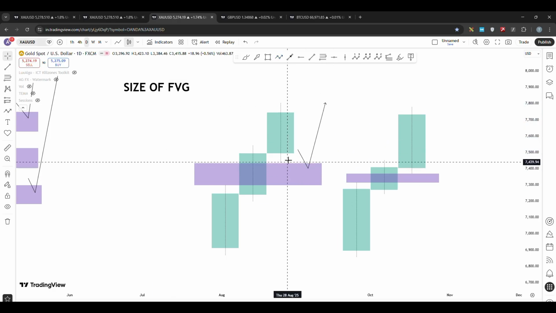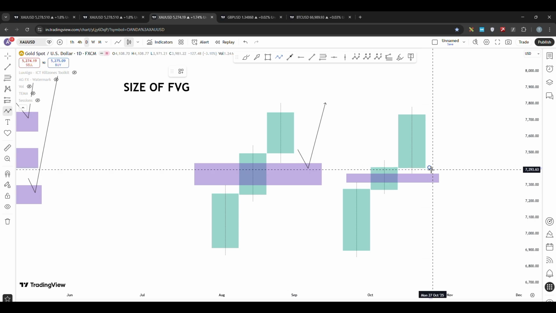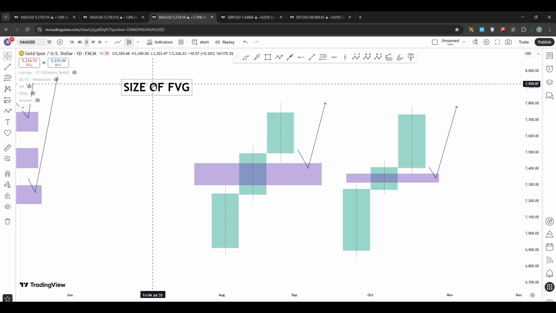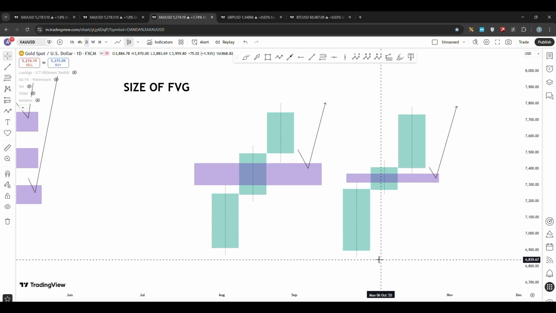So this fair value gap can move the market all the way to the last high, which will be our liquidity or the target. Similarly, this fair value gap can also move the market all the way up to the last high. Okay, so the size of the fair value gap does not matter. And this is for a bullish market. The same thing can be applied for a bearish market as well. The size of the fair value gap won't matter.